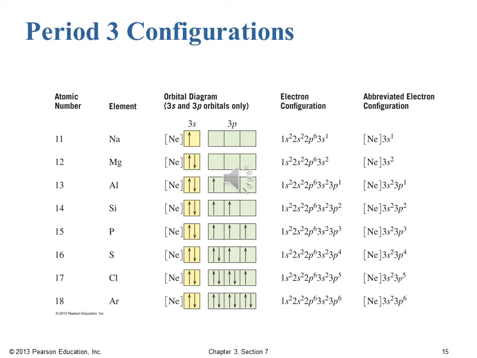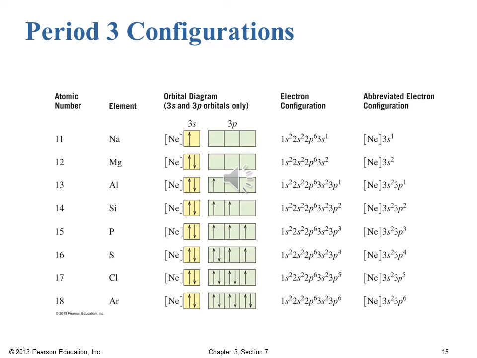And now we can see the period 3 configurations where we have neon. That does save us a fair deal of time to just put neon in brackets instead of writing 1s2, 2s2, 2p6 each time. And obviously as we go further down, it gets even more convenient to use that notation. We're still not at the d orbital configuration because we have to go into period 4 to see that. Obviously there are 3d orbitals, but nothing is being filled yet as we're in period 3.